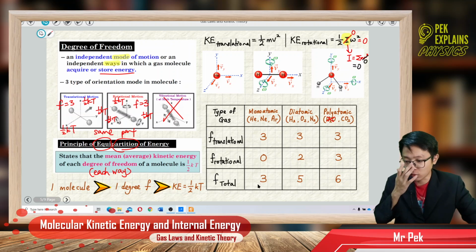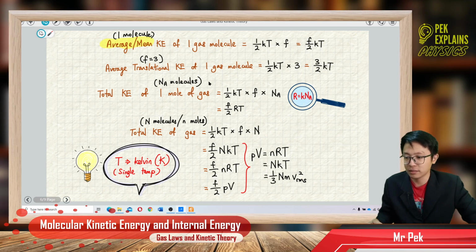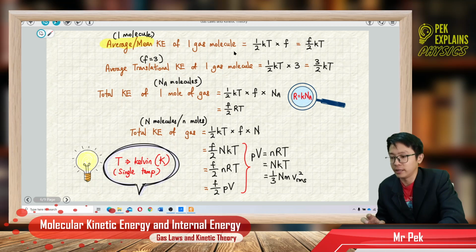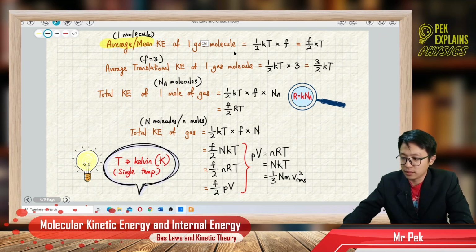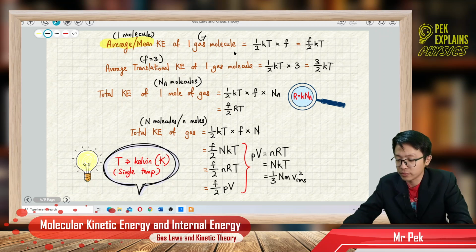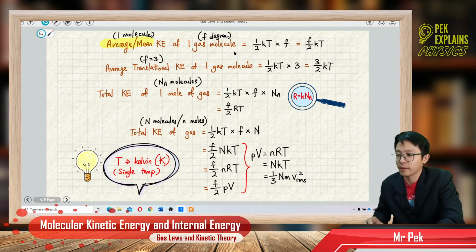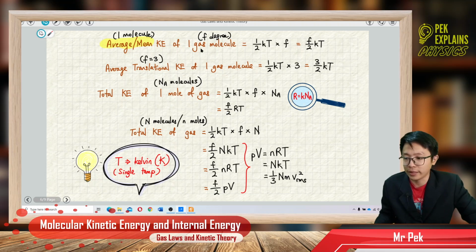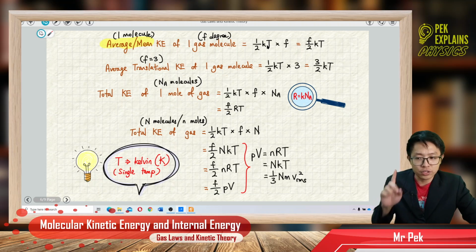So, one gas molecule has many degrees of freedom, depending on what type of molecule. So in one gas molecule, it has F degrees of freedom. The energy for 1 degree of freedom is half kT. If it is monoatomic, it has 3 degrees of freedom. If diatomic, 5 degrees of freedom. If polyatomic, 6 degrees of freedom.